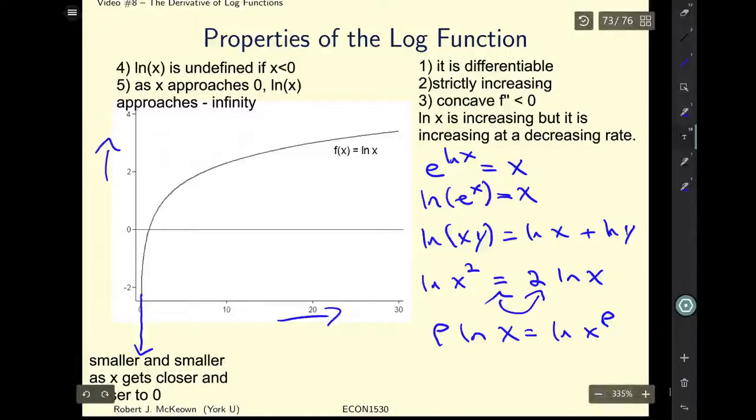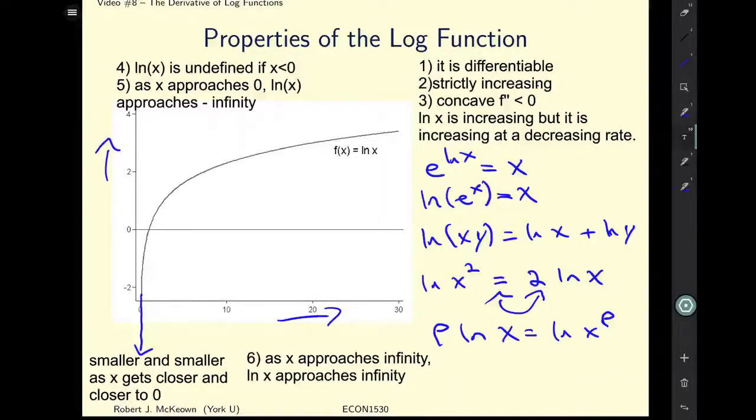And finally, 6, as x approaches infinity, as x gets really, really large, log x also approaches infinity. So if you want to think outside of numbers and some just gigantically huge number, if x is a really huge number, then log of x is going to be some huge number too. The log of a huge number is also huge.